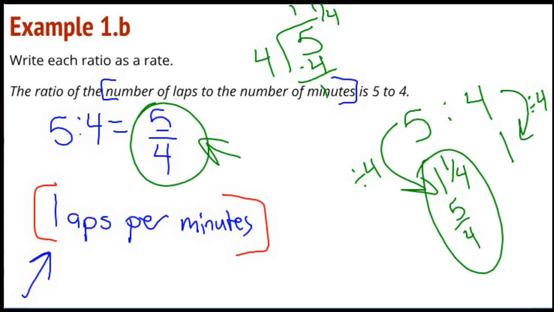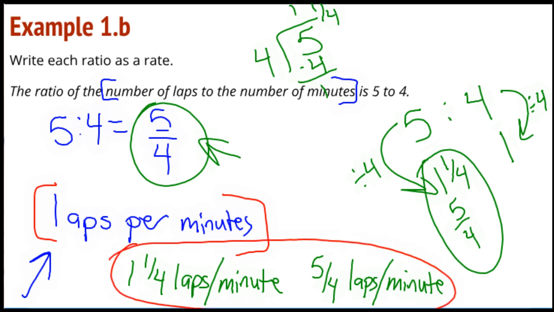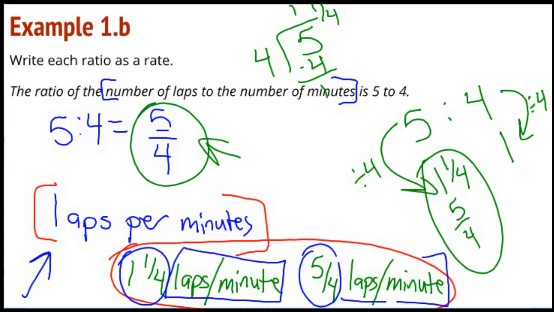So I could have 1 and 1/4 laps per minute, or I could have 5/4 laps per minute. And both of those are saying the same thing. They both have a unit rate. They both have a rate unit. So I have taken the ratio and I have written it as a rate.